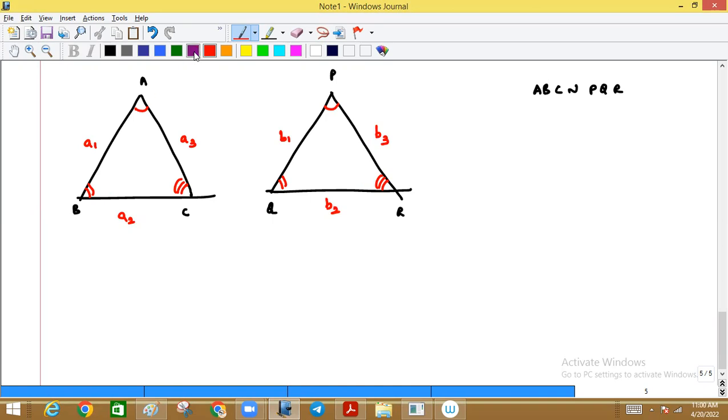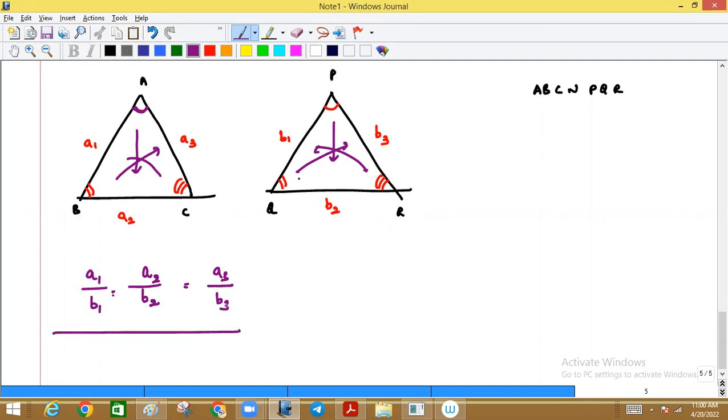See here, what is the side which is opposite to angle 1? A2. Opposite to angle 1 is B2. Sides will always be in the same ratio, right? You can say A2 by B2 is equal to what? A1 by B1, which is opposite to the third angle. For the second angle, what are the sides opposite to it? A3 by B3. By looking at the angles also, you can say this. You understand the point?